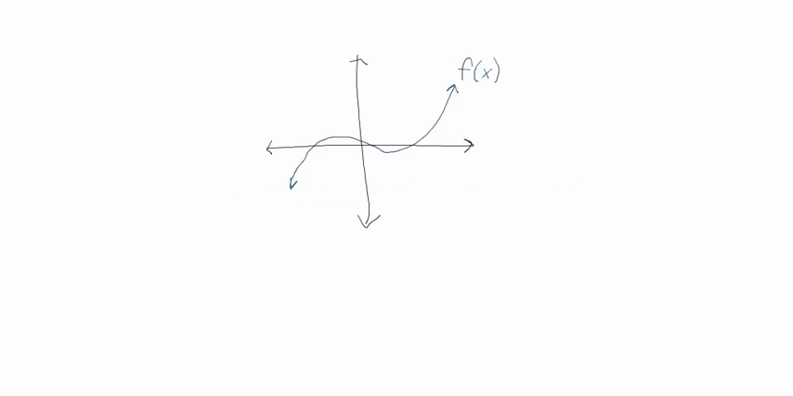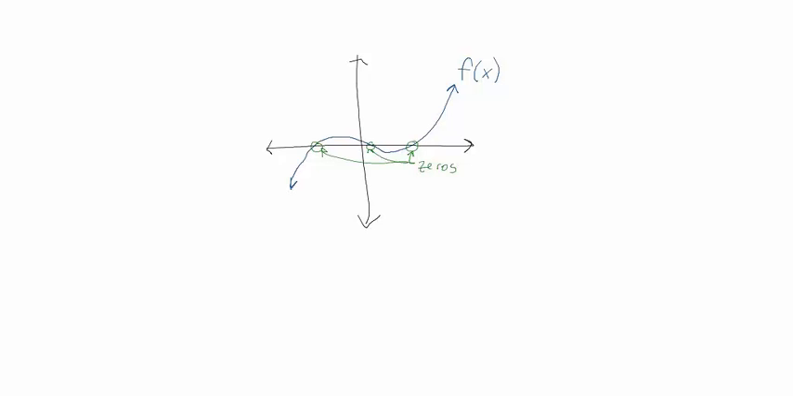Before we can talk about the rational zeros theorem, we first need to understand what we mean by zeros of polynomials. Consider the following graph of a generic polynomial that we will call f of x. As you can see, it crosses the x-axis in a few places. These are known as the zeros of a polynomial. A zero of a polynomial is a value of x such that f of x equals 0.